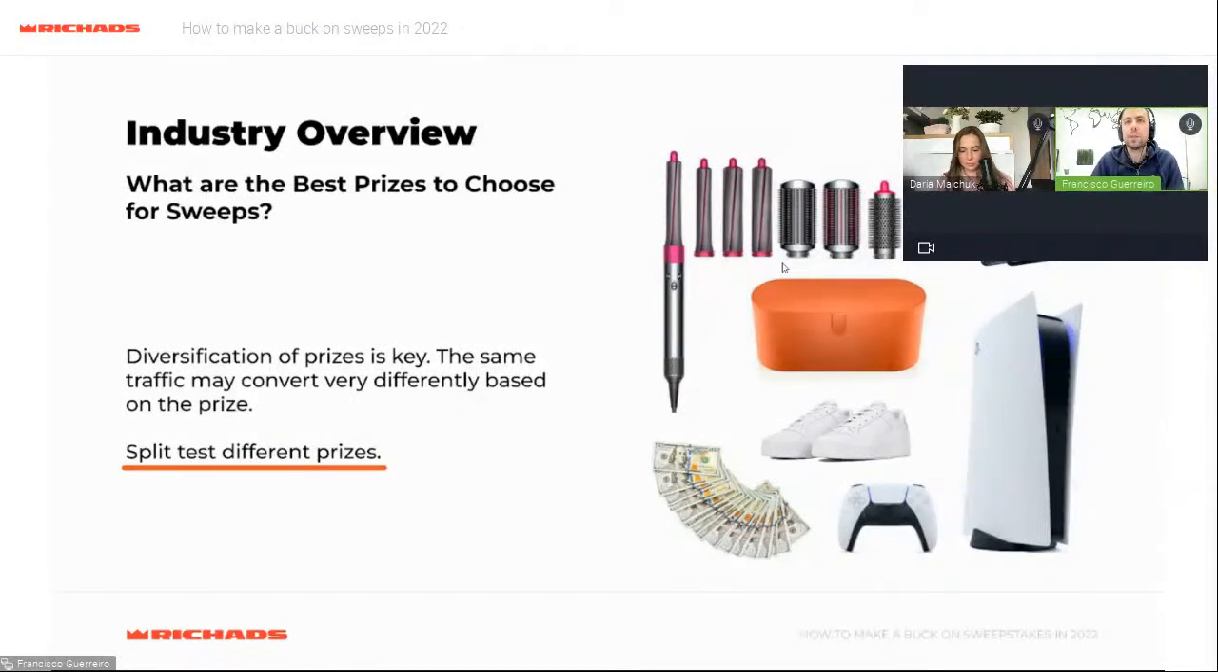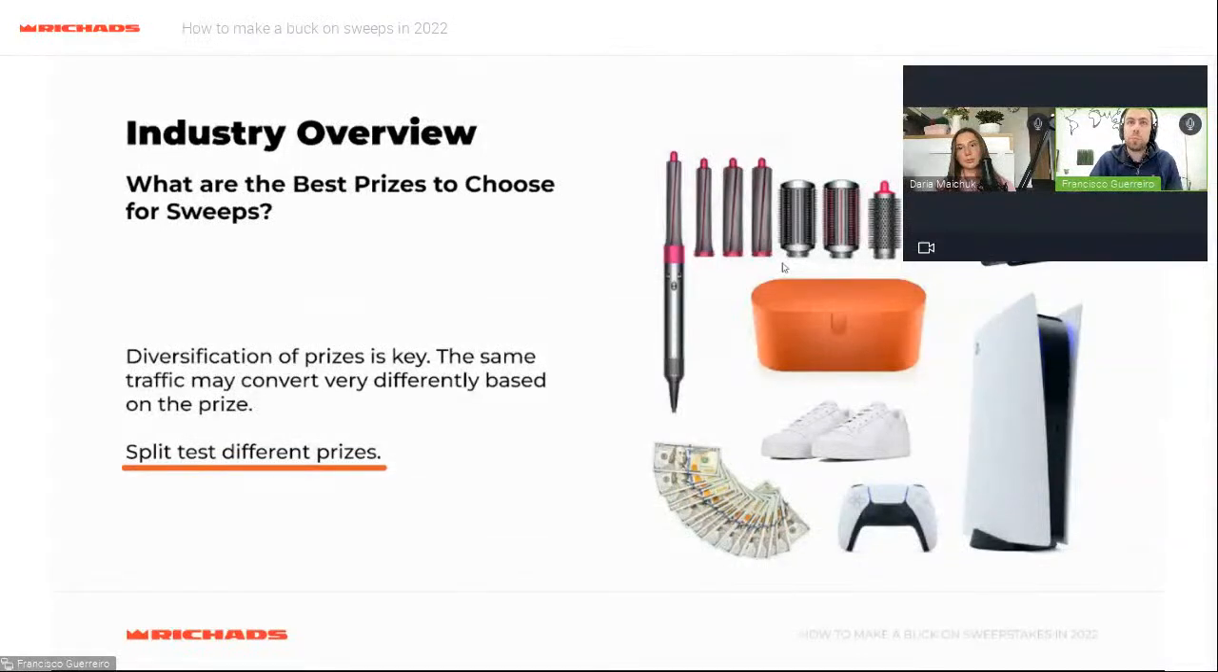It's very important that you split test different prices, because the same traffic that you buy, let's say you buy traffic on RichAds, can have very different performance with different prices. So even if you are testing three different offers, they all ask for the same thing. They ask for an email from the user, and the traffic is exactly the same.